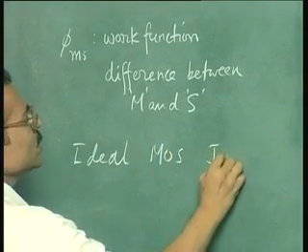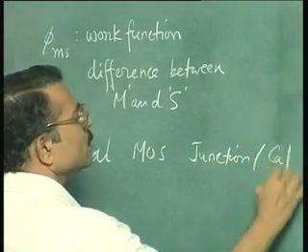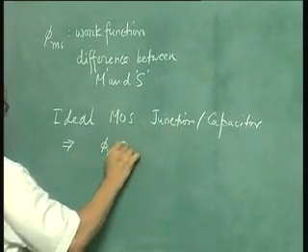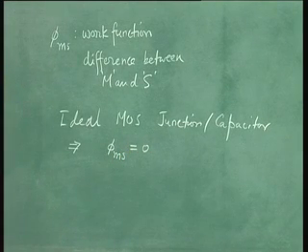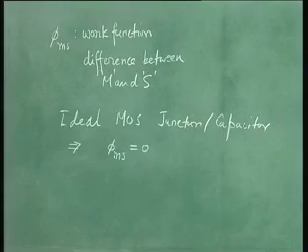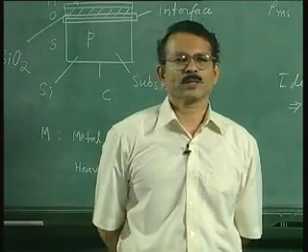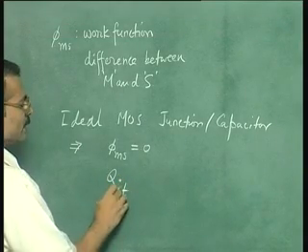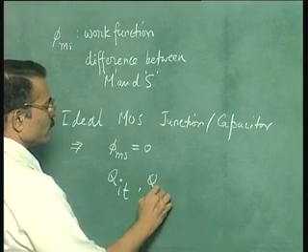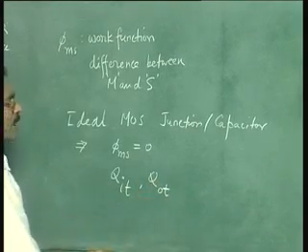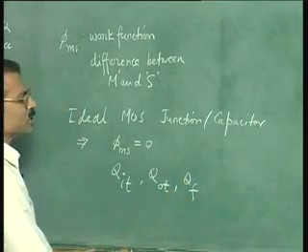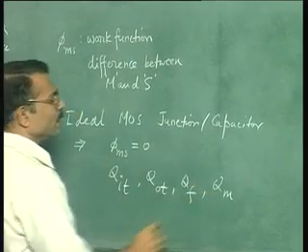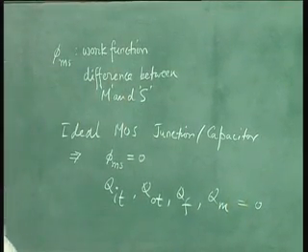So ideal MOS junction or capacitor implies phi ms is equal to 0, and the interface or oxide charges, that is Q IT, that is interface trapped charge, Q OT, that is oxide trapped charge, QF, that is the fixed charge at the interface, and QM, that is the mobile charge in the oxide layer, all these are 0.